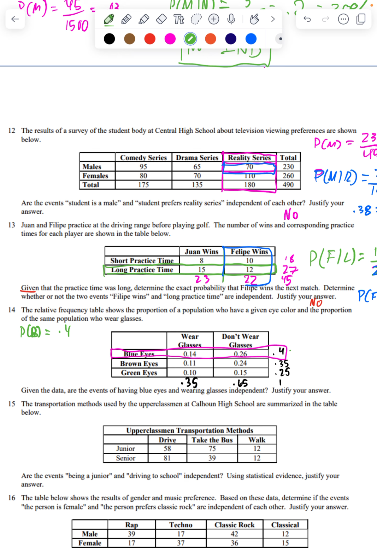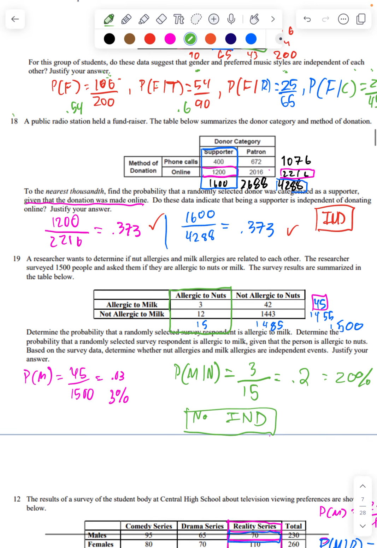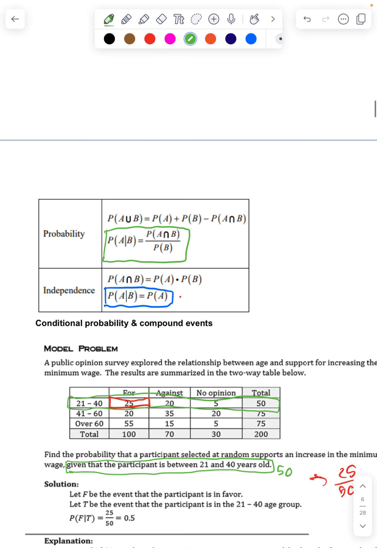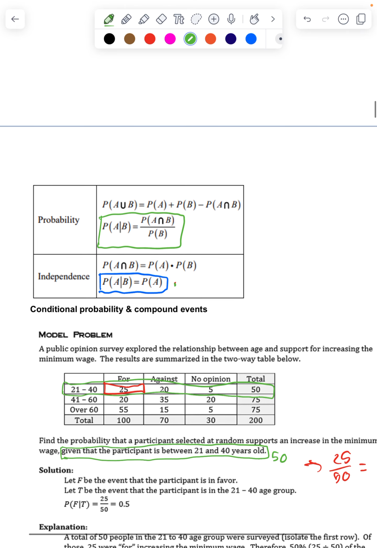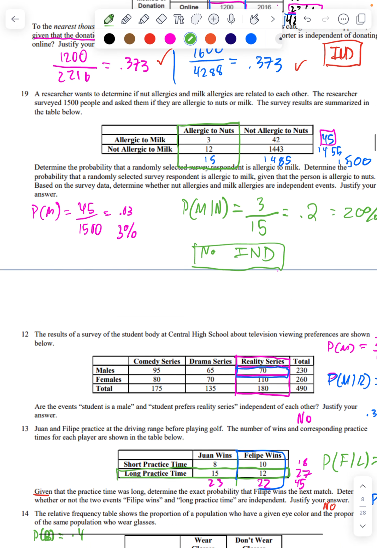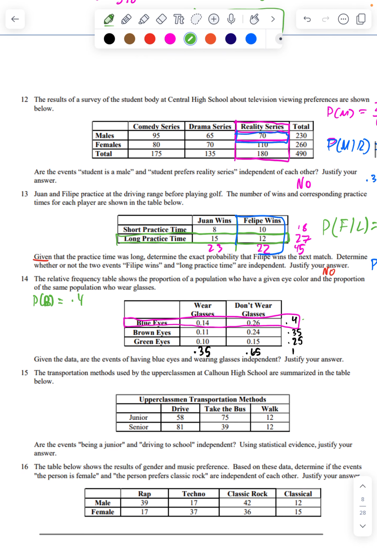And wearing glasses, is that independent? So now, again, same thing. It's asking you to check this formula right here. Is P of A given B equal to P of A? So now it's asking P of B given wearing glasses, right? Are these two things equal to each other? If they are, they're independent.